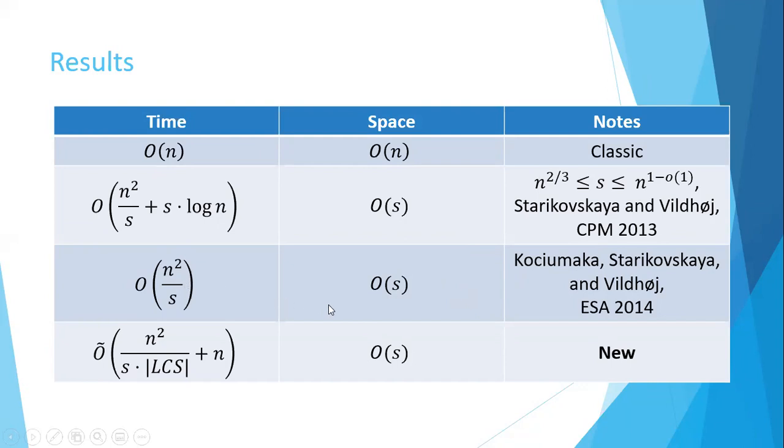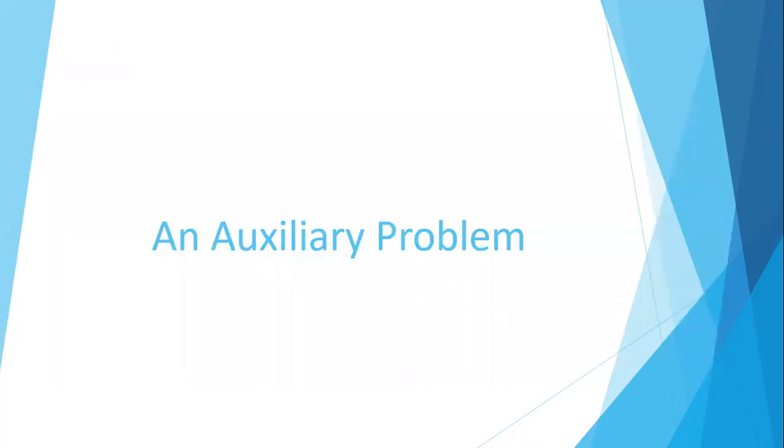In our solution, we stick to the same space, of course, and we improve it so that the time will also be divided by the actual length of the longest common substring. So if the longest common substring is quite long, then it's a big improvement.